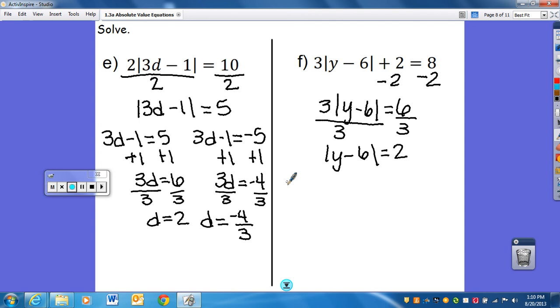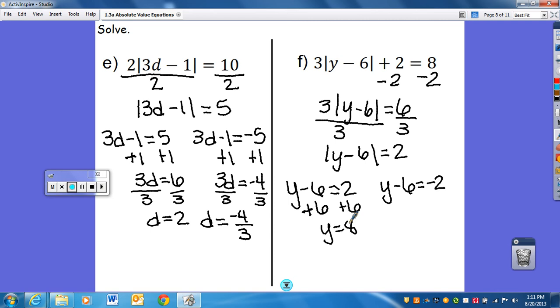And now I can set up my two equations. y minus 6 equals 2 and y minus 6 is equal to negative 2. So when I solve, I'm going to do the opposite operation, the inverse. I'm going to add 6 to both sides. So y is equal to 8. And when I add 6 on this equation, I have y is equal to 4. And those are my two solutions for this absolute value equation.